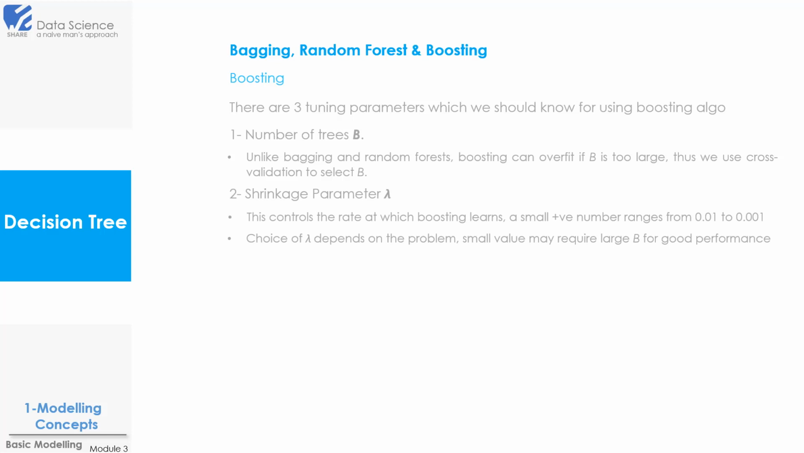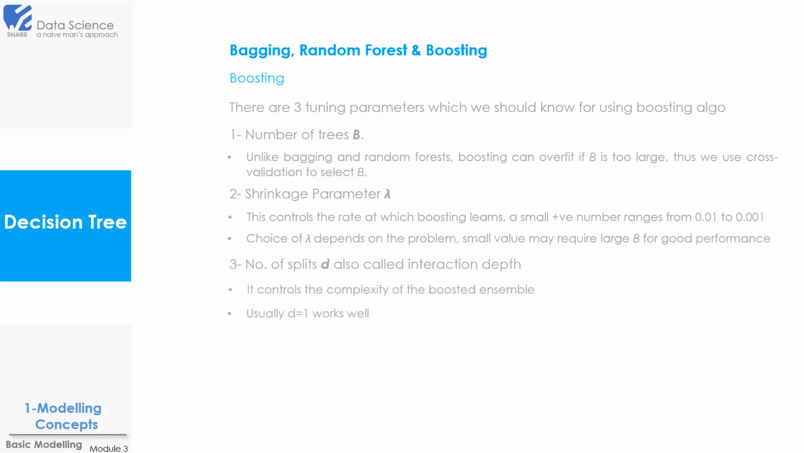Then the second parameter is the shrinkage parameter, that is denoted by lambda. This controls the rate at which boosting learns. It is a small positive number that ranges from 0.01 to 0.001. Now the choice of lambda depends on the problem. A small value may require a large B for good performance and vice versa.